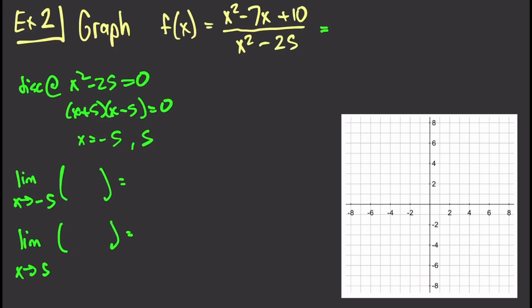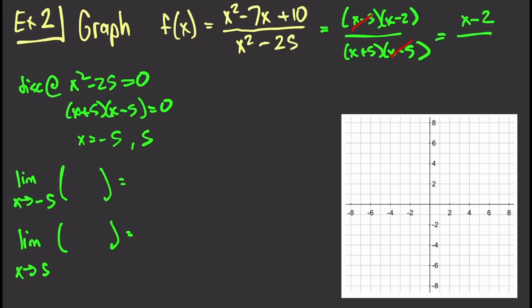All right, so let's factor this. Let's see, signs are the same, both negative. Okay, so that's going to be x minus 5, x minus 2. This we've already done, x plus 5, x minus 5. Now I can cancel those. And what I'm left with is x minus 2 over x plus 5. That is going to be my simplified expression that I'm going to use for the rest of the problem.